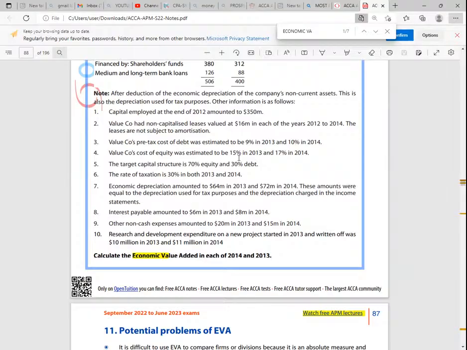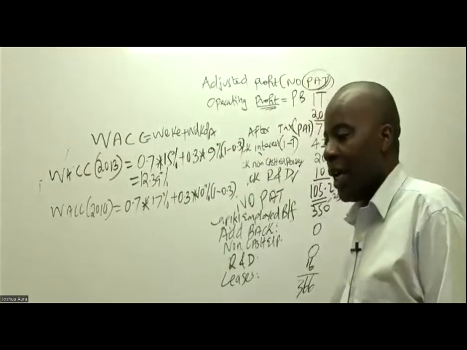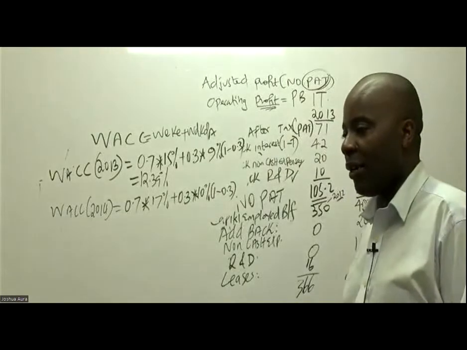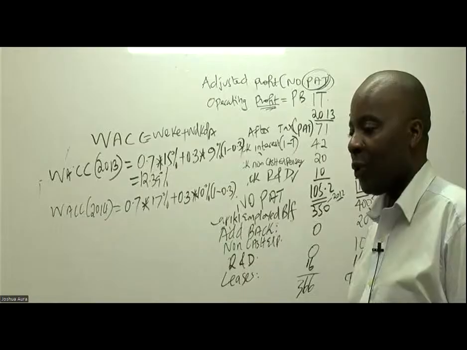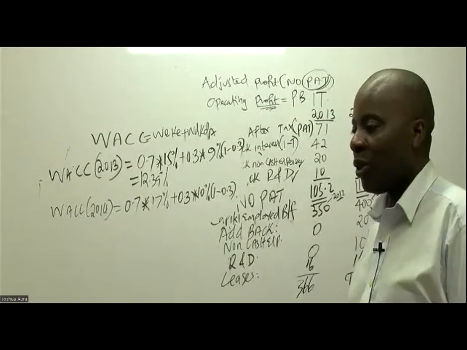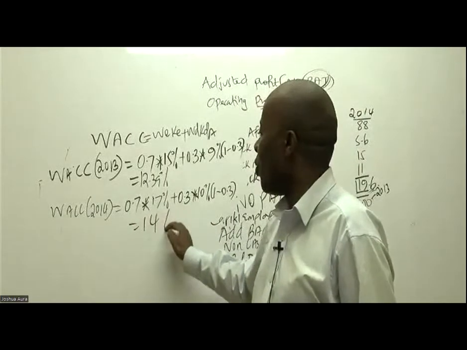But now remember that this 10% has to be tax adjusted. So then what is the WACC for the year 2014? For the year 2014, they are telling me it is what? It is 14%.